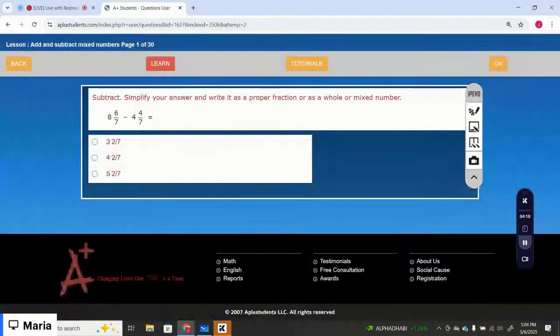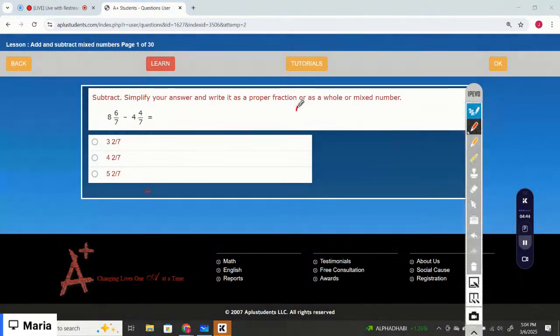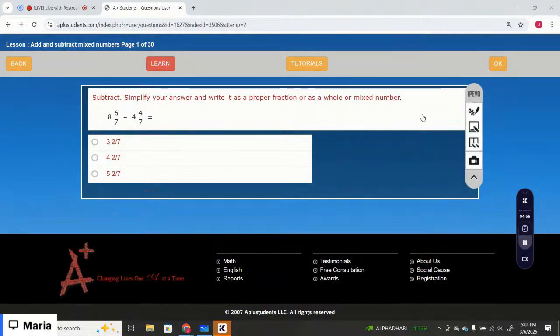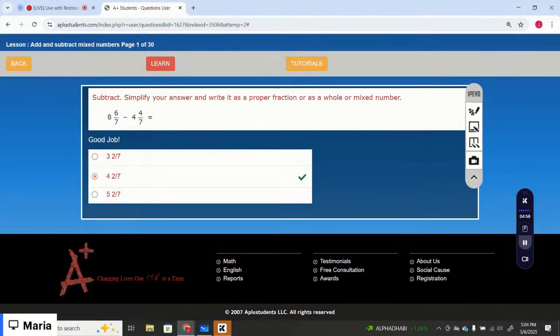Let's just start with the test questions. 8 whole 6 by 7 minus 4 whole 4 by 7. So subtract the whole numbers. 8 minus 4 is 4. Now subtract the fractional part because they have same denominator. So 6 minus 4 is 2. So that is 4 whole 2 over 7. Option number 2 is the correct option. That is 4 whole 2 over 7.